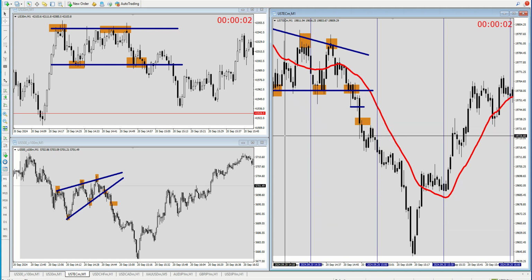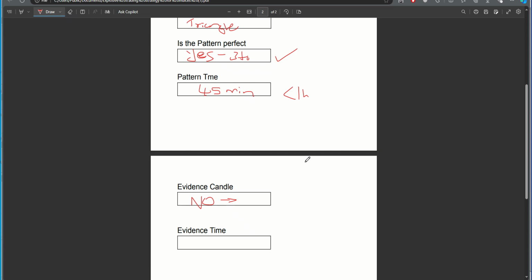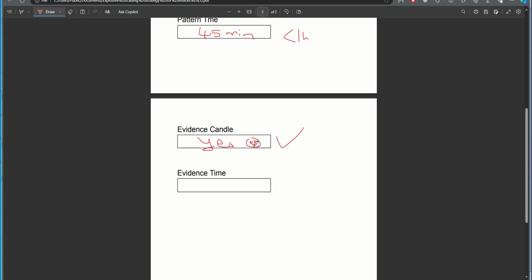Let's go back to our checkbox. Do we have an evidence candle? Yes, we do. Happy yes. Sorry guys, I'm taking time, but I just want to add more value. Okay, what time did this happen? It happened at, for me, it was 16:02.